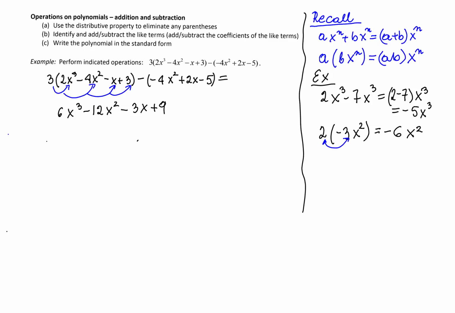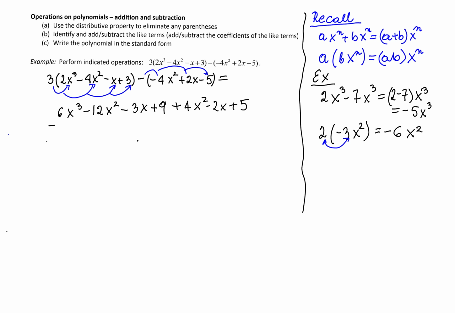We'll do the same with the second parenthesis. Obviously, there is the minus sign. We'll say we distribute minus sign, but what we are really distributing is negative 1 that stands in front of that parenthesis. So as a result, we'll have plus 4x squared minus 2x and plus 5.